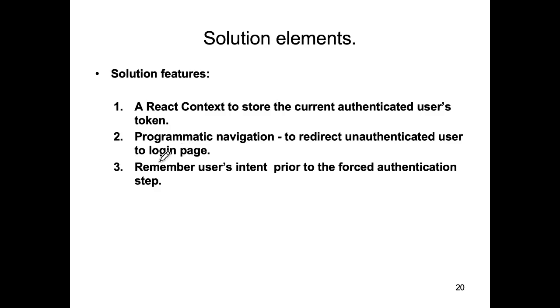And thirdly, our solution is going to have what I'm calling the remember the user's intent aspect to it. Somehow the application, after the user tries to access a protected route but they're sent to the login page, needs to try and remember where they were trying to get to before we force them to log in, so that the application can redirect back to that page again without the user having to manually do it themselves. That's quite tricky actually as to how you achieve that, as you'll see in a second.